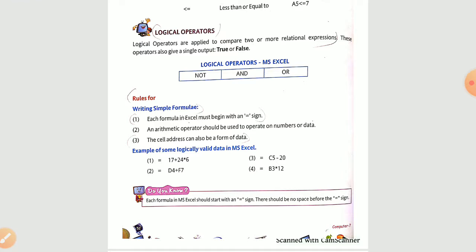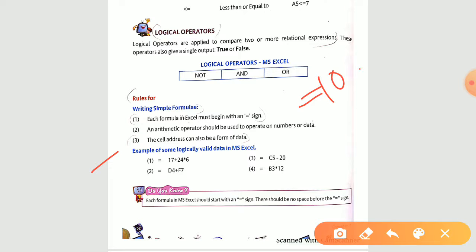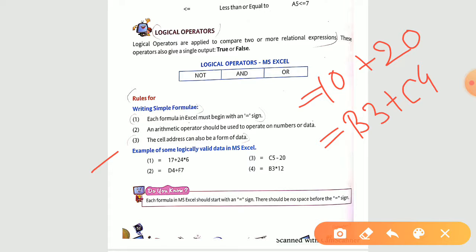Fine, it depends upon what kind of procedure you want to follow. If you want to add two numbers, then go for the addition. If you want the product of two numbers, then go for the multiplication, and so on. Okay. The third one is the cell address can also be a form of data. Now you see, either you can write equal to 10 plus 20, okay, or you can refer to the cell address, likewise B3 plus C4. Okay, so this is also valid and this is also completely valid.